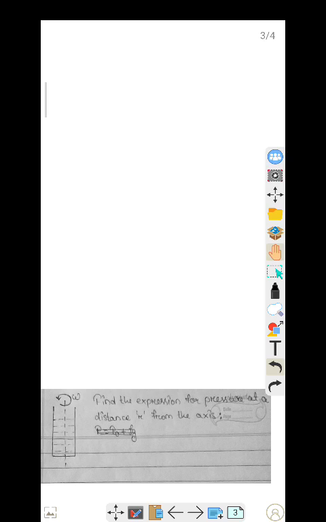So we have the problem to find the expression for pressure at a distance r from the axis, where a cylindrical container containing some liquid is revolving around its principal axis with a constant angular velocity omega. Now, looking at this problem, the first question that may come to our mind is that pressure always depends on the depth, not on angular velocity. So how does angular velocity play a role in the pressure?